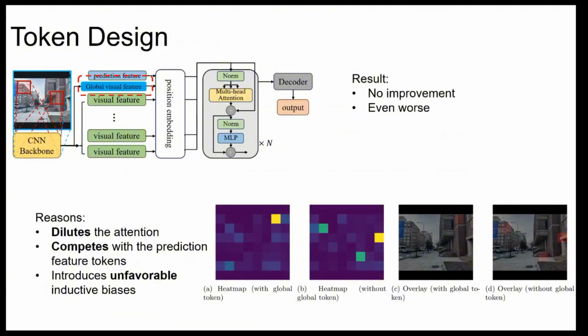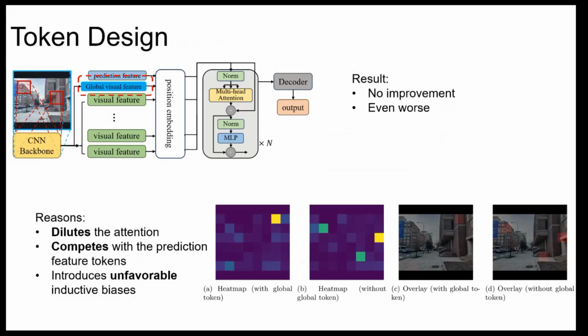Beyond the CNN backbone, we explored additional modifications by introducing a global visual token to complement patch-level features. However, this change unexpectedly increased the error. Attention visualization reveals three reasons. First, the global token dilutes the attention of the prediction feature token, leading to more dispersed attention, as shown in Figure A. Second, it competes with the prediction feature token for global information aggregation, resulting in weak attention highlights in Figure C and Figure A.